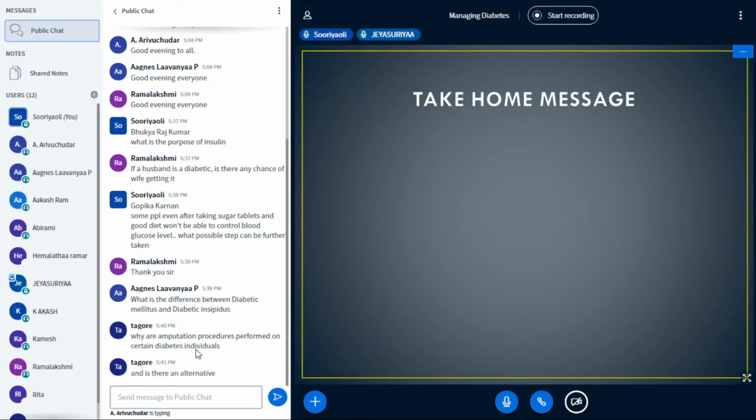Yeah, good evening, Mr. Tagore. Why are amputation procedures performed on certain diabetic individuals? Yeah, Mr. Tagore.